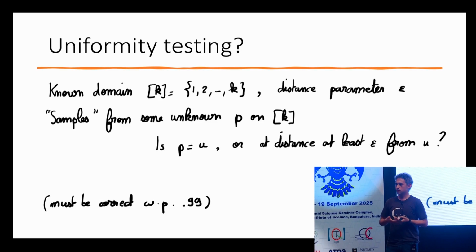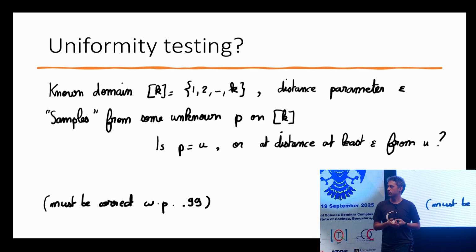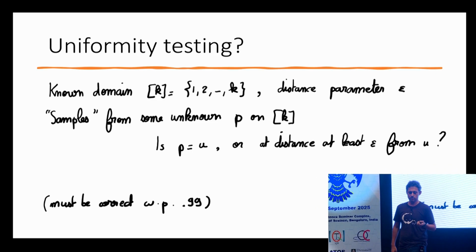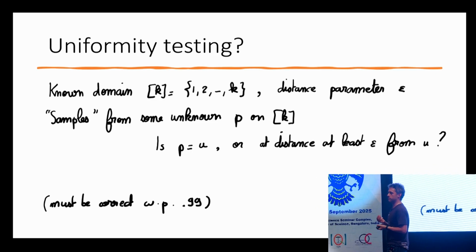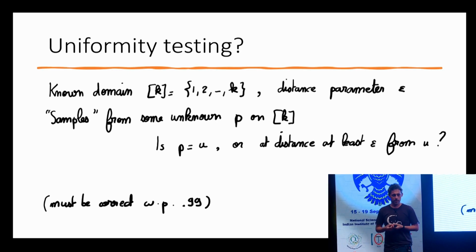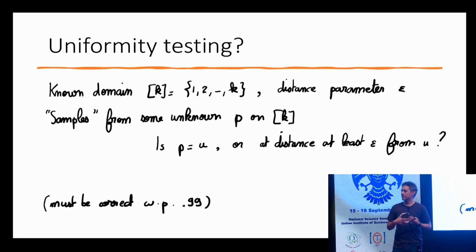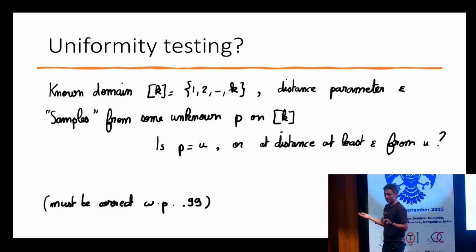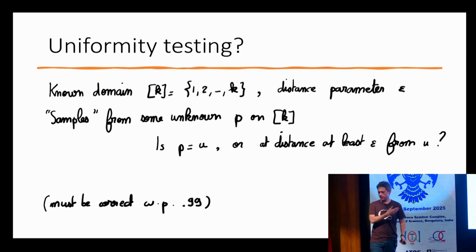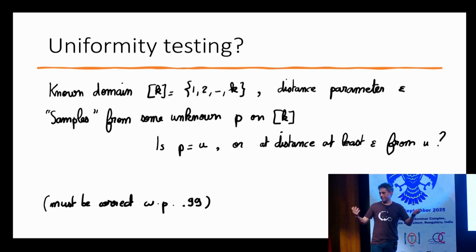So p is just your least favorite probability distribution on a domain of size k. And you ask the question, well, is p equal to u, the uniform distribution on the domain? Or is it at distance at least epsilon from u? So is it uniform, or is it far from uniform? And you must be correct with probability 99%.